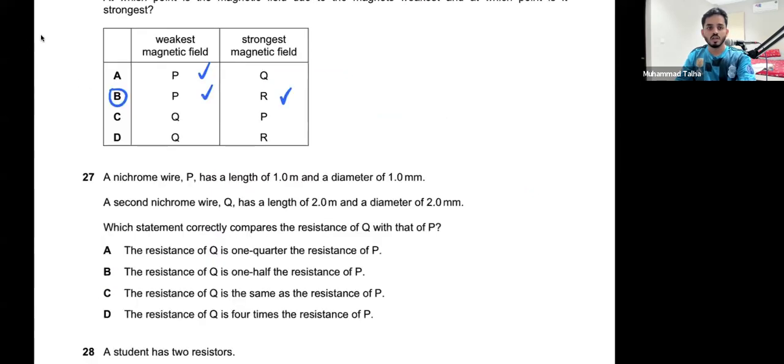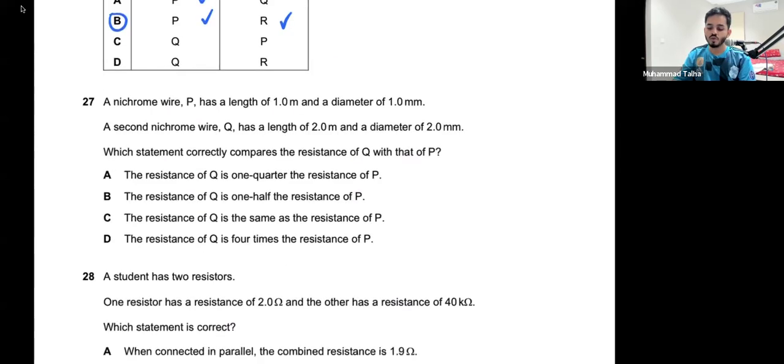Let's see. 27B, a nichrome wire has length 1 meter, diameter 1 mm. A second nichrome wire has a length of 2 meters and diameter 2 mm. So double the length, double the diameter. Which statement correctly compares the resistance of Q with that of P? We know that resistance is directly proportional to length, inversely proportional to area.